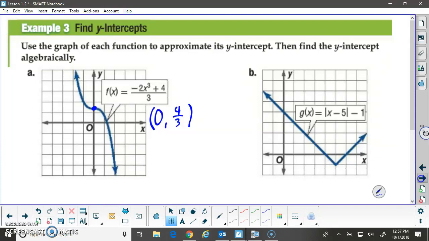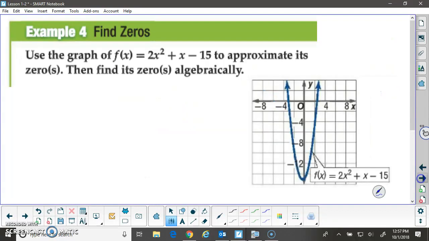On part B, you can see that the y-intercept appears to be right here. If we put 0 in for x, we would get the absolute value of negative 5, which is positive 5, minus 1 gives us a y-intercept of 4. So put 0 into the equation, you get 4 for an output. So finding y-intercepts is pretty simple. Again, that's done by putting 0 in for x.